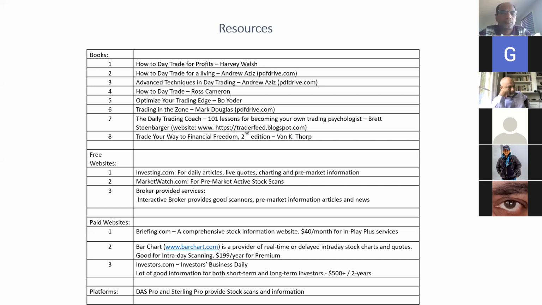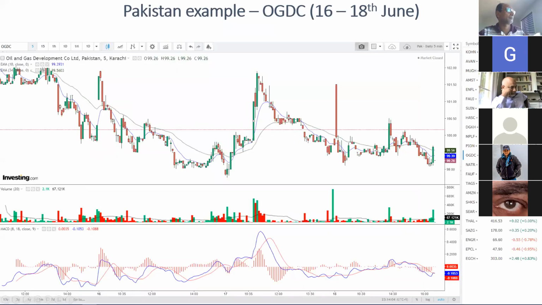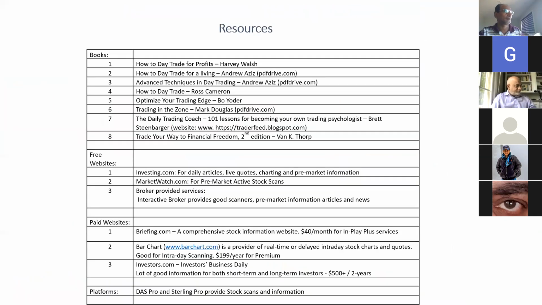Yeah, a free website, investing.com. I just explained it for daily articles, live charting, and pre-market information, which was this one. This particular chart for Pakistan was made on the investing.com platform because its data is only available there from Pakistan. For other scanners, Rahman, I think you asked, I now use Bear Bull Traders, but marketwatch.com, run by Barron's, provides an excellent pre-market active stock scanner.